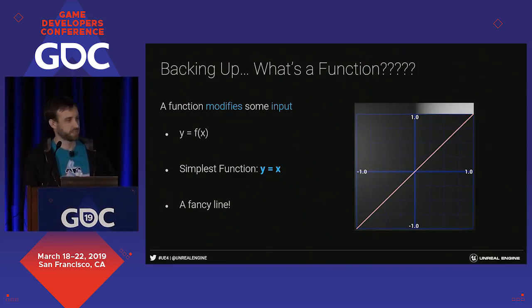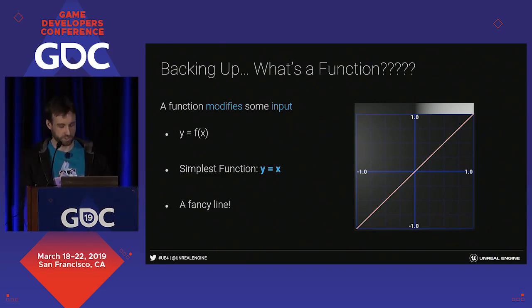A function is basically just something that modifies an input. And in the simplest case, we have a function which is just y equals x, which isn't really interesting, but it just describes a linear line. So obviously, if you were to take something like your UV gradient in the shader and plug in the x gradient, you would just get the x value and use that as a mapping. And the way that that's written out is y equals f of x.